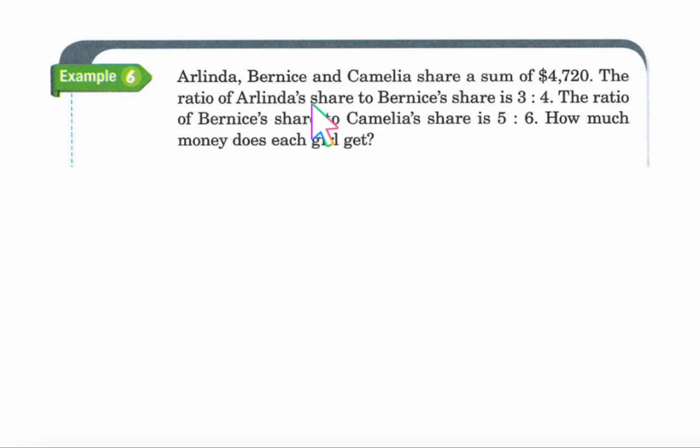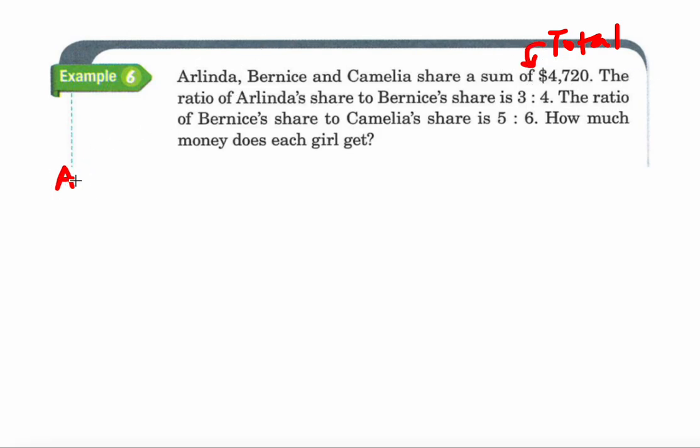The ratio of Arlinda's share to Bernice's share is 3-4. The ratio of Bernice's share to Camelia's share is 5-6. How much money does each girl get? Okay, there's a lot going on here, so I gotta write this stuff down. So first, this is the total, because it says sum, what happens when you add them all together.